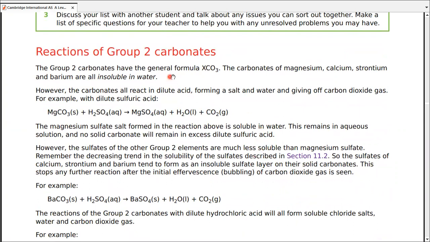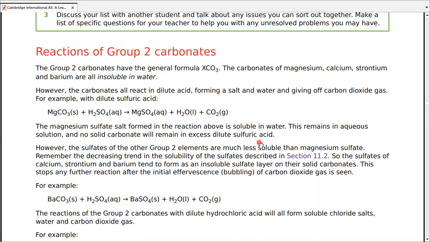Now, the group 2 carbonates have the general formula XCO3, or sometimes we write it with M, since there is just one ion of the metal and then there is CO3. That's because the metals usually end up with plus 2 ions and CO3 has a negative 2 charge. So this cancels the charge and we end up with MCO3 or XCO3 for magnesium, calcium, strontium, and barium. Their carbonates are all insoluble in water. This was mentioned back in IGCSE too, so I hope you already know about the carbonates.